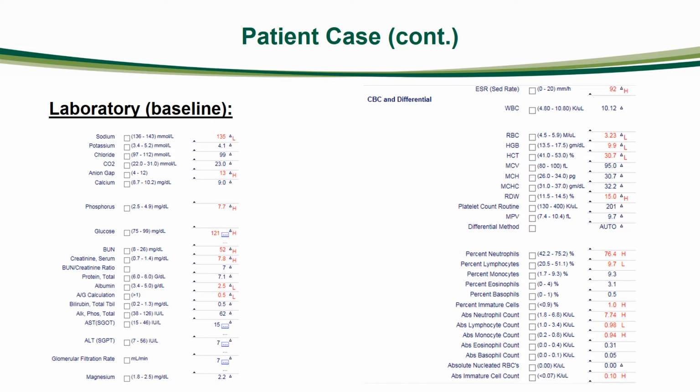Here we can see LG's baseline labs prior to his procedure. Looking at his general chemistry, again, he is on hemodialysis 3 times a week, so we can see that reflected in his creatinine and his BUN. He had an elevated phosphorus at 7.7. His LFTs look normal. His magnesium is within normal range. Looking at his hematology, we can see that he is chronically anemic given his hemodialysis. He has a hemoglobin of 9.9.